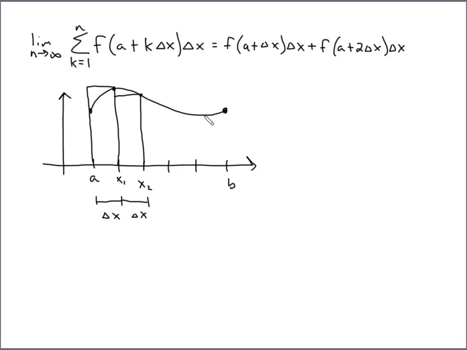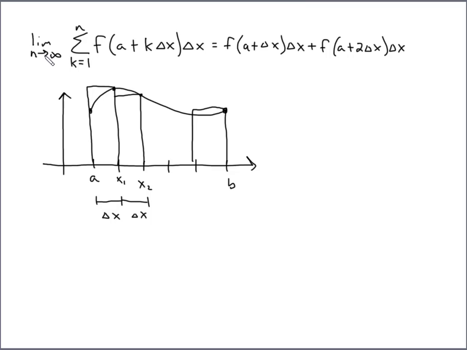The nth rectangle will invariably be the last one. So the last rectangle here would be when we've reached n, and the last right endpoint rectangle would look like this. Now what this is doing is taking the number of rectangles to infinity. So what that does is it lets delta x shrink smaller and smaller, gives us more and more rectangles, and so we get a better and better approximation.